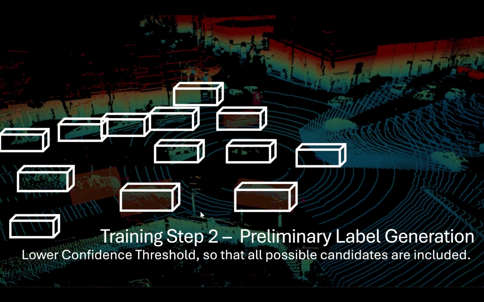And there's training step 2, preliminary label generation. We will now use the first version of our model to generate labels. We will set the confidence threshold very low, so it will produce a lot of predicted bounding boxes, but a lot of them are false positives. It's okay, we'll fix them later. The reason is we want to include all possible candidates here.